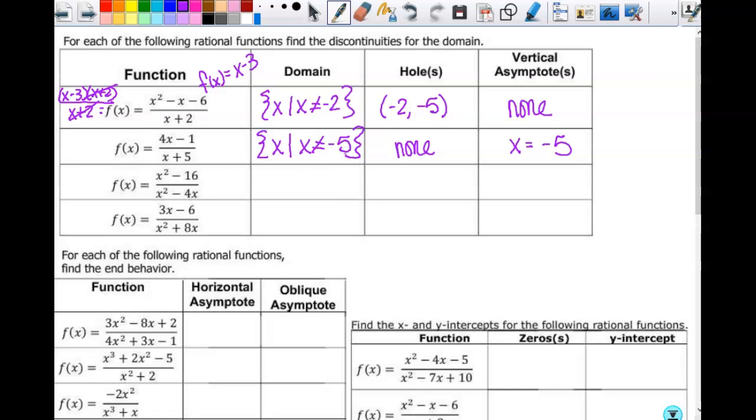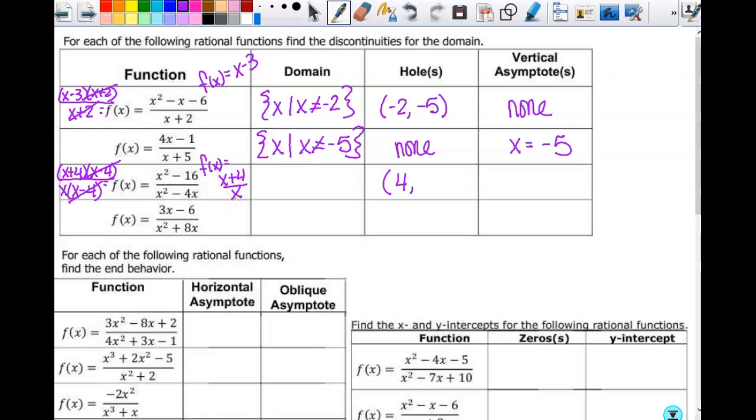Here I need to factor. So this is going to give me x plus 4 times x minus 4, and then x times x minus 4. So then I can cancel these out. Since I'm canceling those out, I have a hole with an x value of 4. My reduced function is x plus 4 over x.